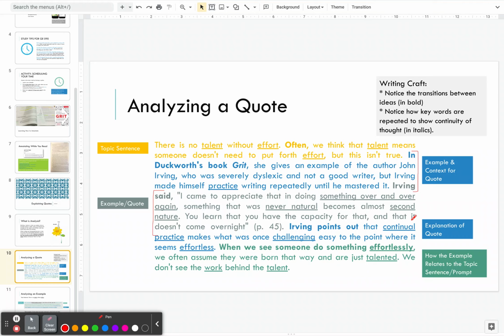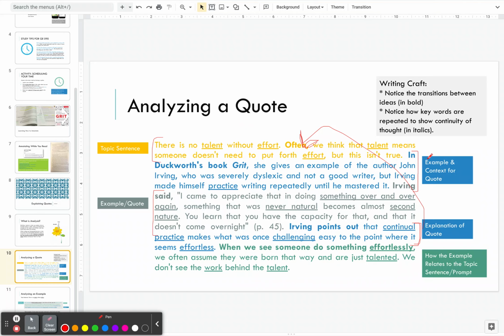Now, right at the end of my quote, I'm going to draw my reader's attention to what I want them to notice about this quote, just like I would do with the flower. So Irving points out that continual practice makes what was once challenging easy to the point where it seems effortless. What I really want you to see is notice how my explanation directly ties back to my topic sentence. I'm trying to get the reader to see how this evidence relates back to my main idea up here.